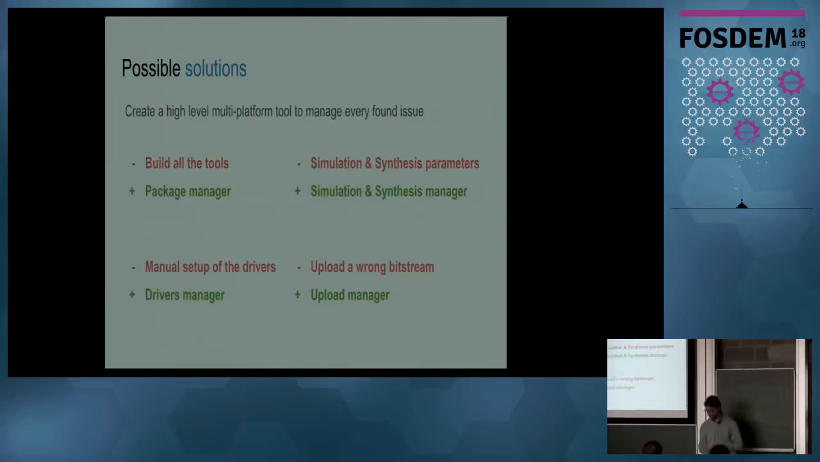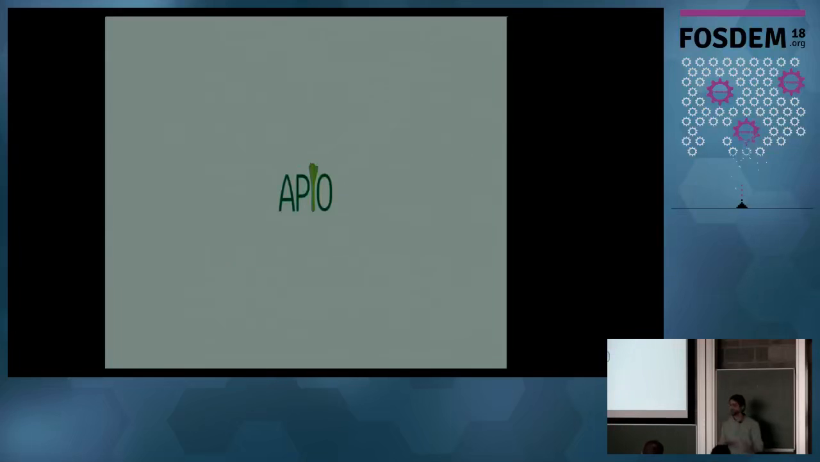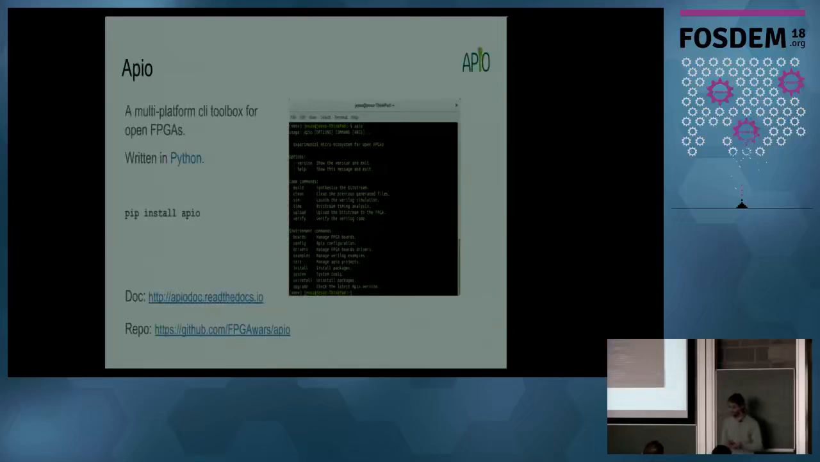So possible solutions: create a high-level multi-platform tool to manage every found issue. Instead of the red things, we can add a package manager and driver manager, a simulation and synthesis manager, and an upload manager. And this is what Apio is. This is my implementation of the solution. Apio is a multi-platform CLI toolbox for open FPGAs. It is written in Python, so you can install it with pip install apio. And this is how it looks like. This is the documentation, and this is the GitHub repository.